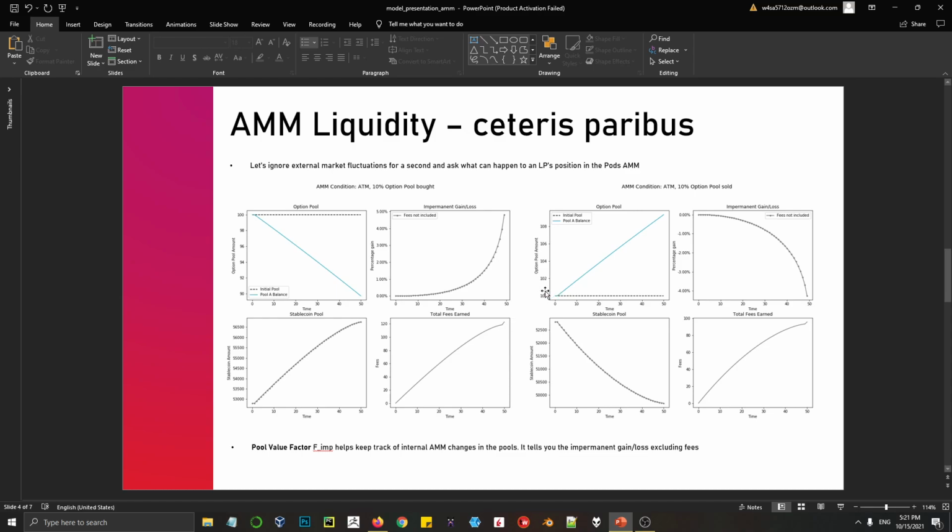So what we use to track these changes for an LP is known as the pool value factor. It helps keep track of internal AMM changes in the pools. It basically tells you the impermanent gain or loss at the present moment. And unlike a Uniswap V3 or V2 concept where you are given LP tokens, in our AMM, due to the fact that the option price changes, we use this FIMP to keep track of these shifts.